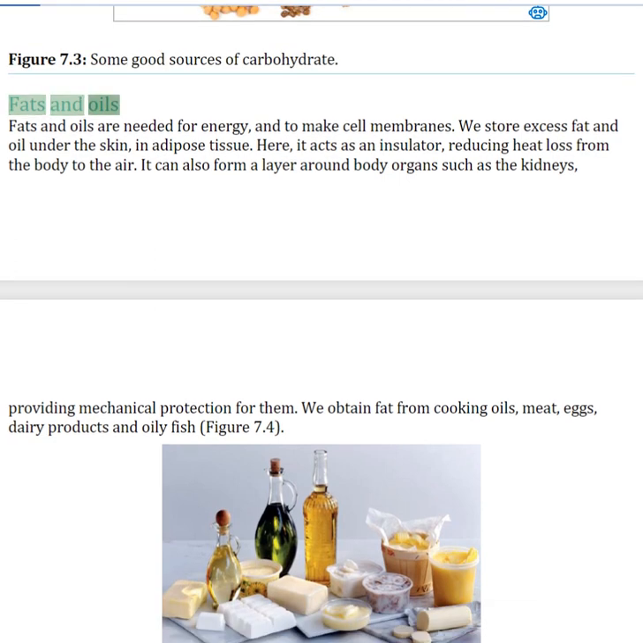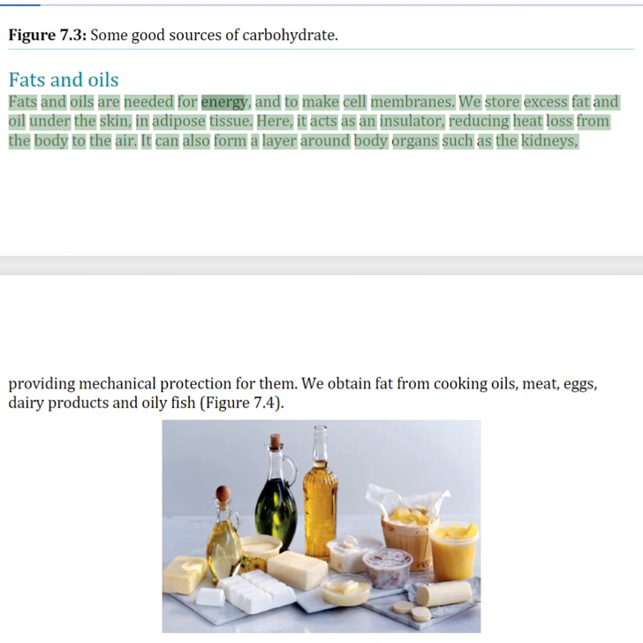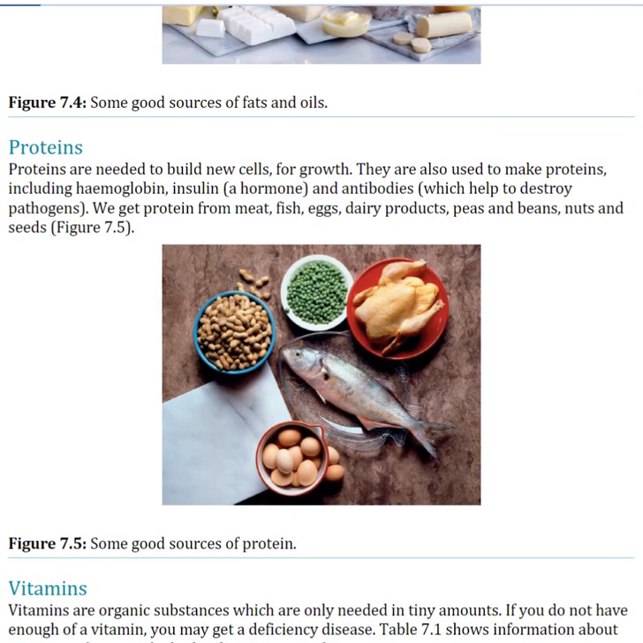Fats and oils. Fats and oils are needed for energy, and to make cell membranes. We store excess fat and oil under the skin, in adipose tissue. Here, it acts as an insulator, reducing heat loss from the body to the air. It can also form a layer around body organs such as the kidneys, providing mechanical protection for them. We obtain fat from cooking oils, meat, eggs, dairy products and oily fish. Figure 7.4, Some good sources of fats and oils.